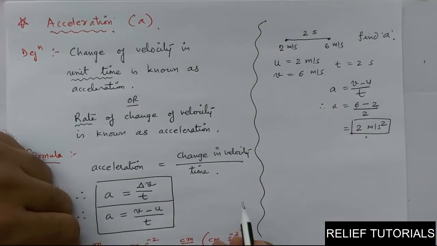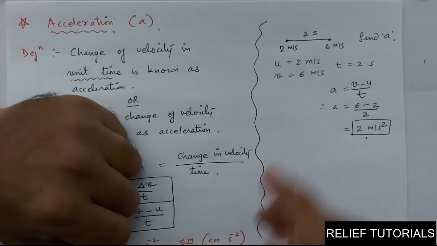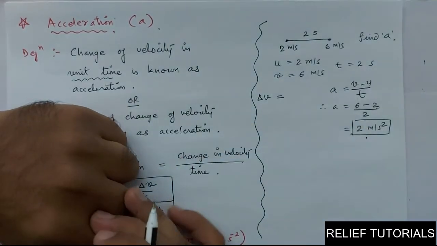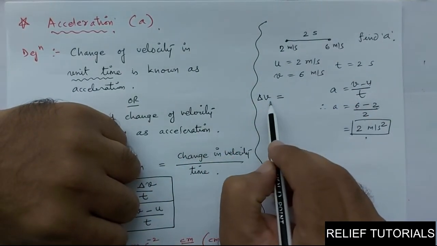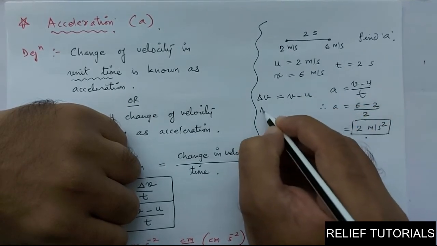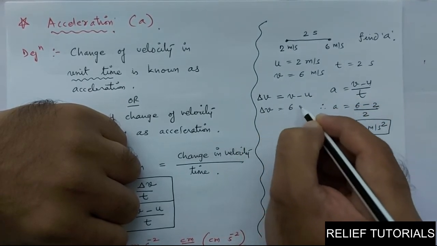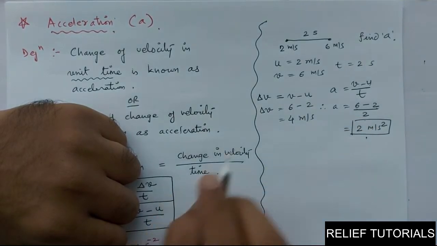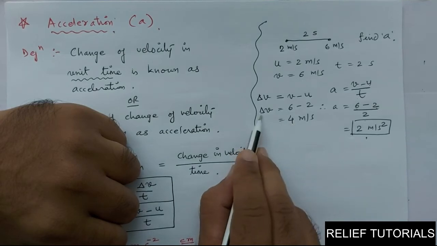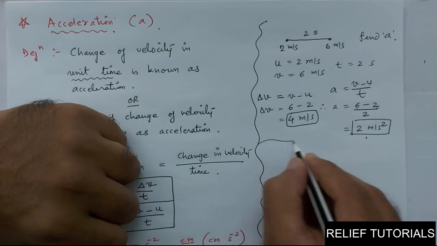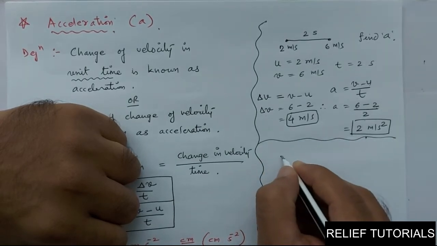Answer. But what I want to explain to you is, look here. Can you find delta V here? Delta V means change in velocity, and change in velocity is V minus U. So what is V? 6 and U is 2. 6 minus 2, 4 meter per second only, because it is not acceleration, it is just the change in velocity. So it is 4 meter per second. Okay, one thing. Another example.